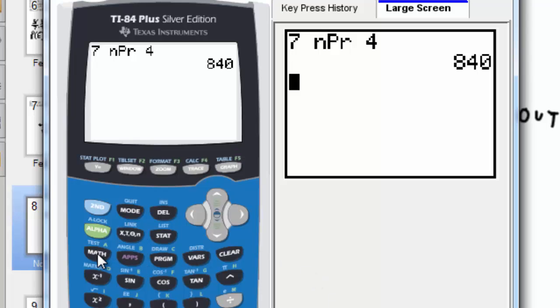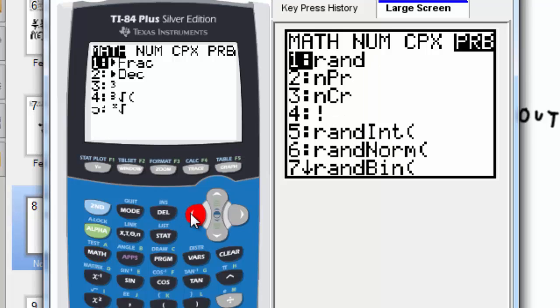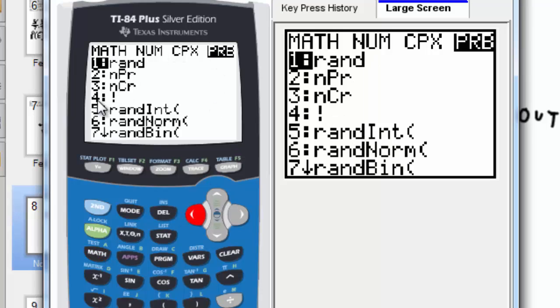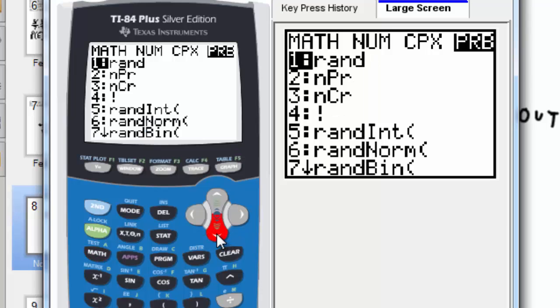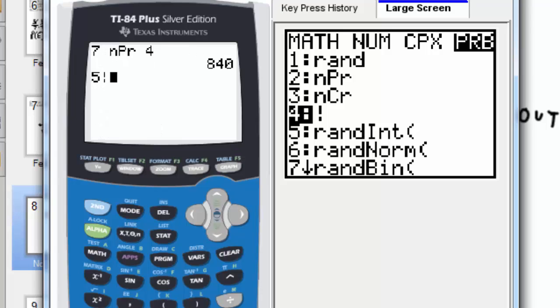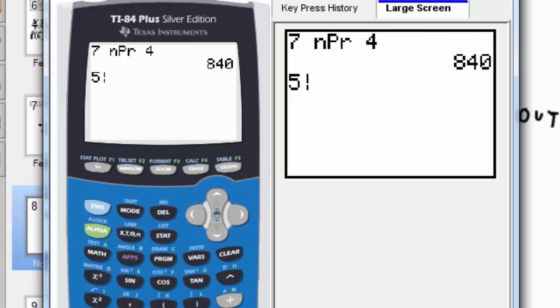You'll also notice in the math probability menu, option 4 here, the exclamation point or the factorial symbol. So if I wanted to use that and I wanted to know what 5 factorial is, that would be 5 times 4 times 3 times 2 times 1. So I could just go in and ask for 5 factorial. You might have tried doing this in your head before you actually see what happens on the screen. 120.